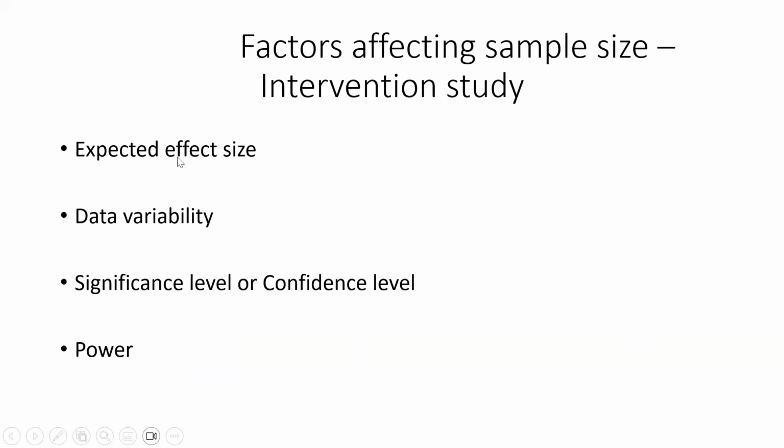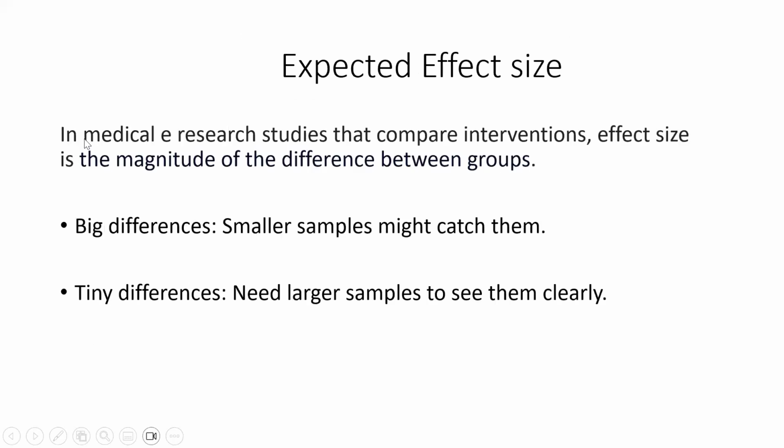So for an interventional study, you need to give 4 inputs for sample size. First is the expected effect size. Second is data variability, standard deviation. Third is the significance level or confidence level. Fourth is power. Okay. First, we will see what the expected effect size is.